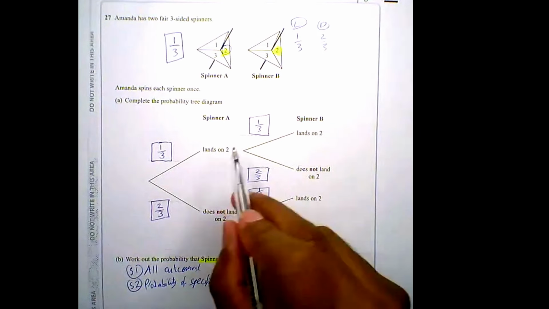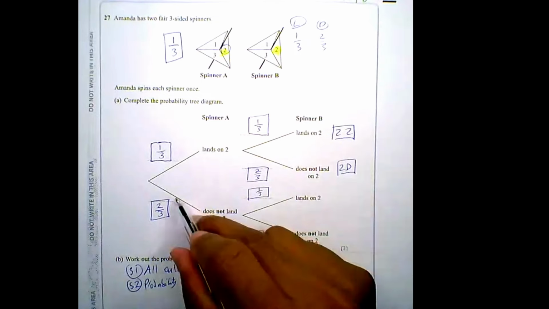So step 1, lands on 2, lands on 2. So this is 2, 2. Lands on 2, does not land on 2. Does not land on 2, 2. Does not land, and then 2. Does not land on 2, does not land on 2.